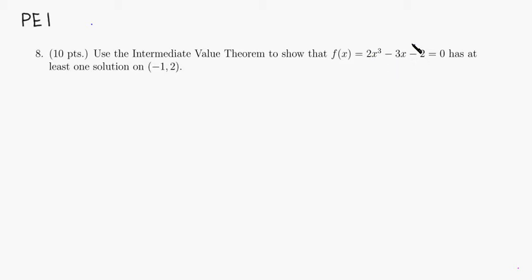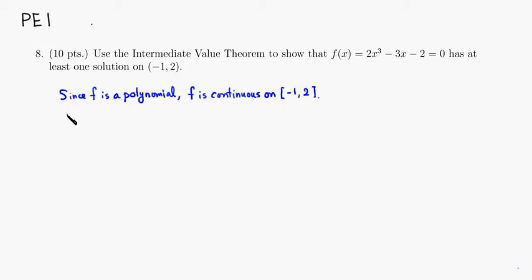So f of x is the left hand side, which is simply a cubic function. Since f is a polynomial, we know that f is continuous everywhere, but all we need is that f is continuous on the closed interval from -1 to +2. In order to apply the intermediate value theorem, f has to be continuous, and we have that.